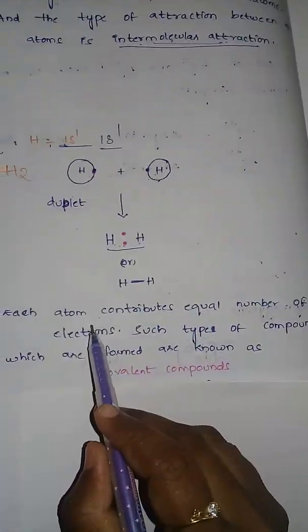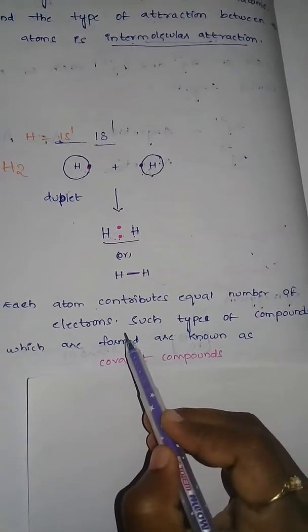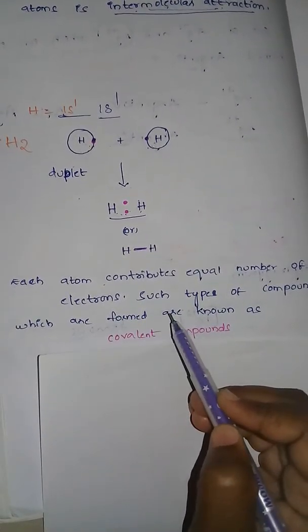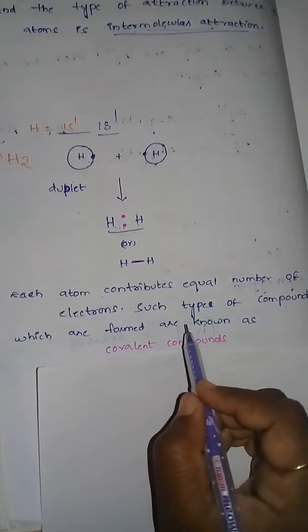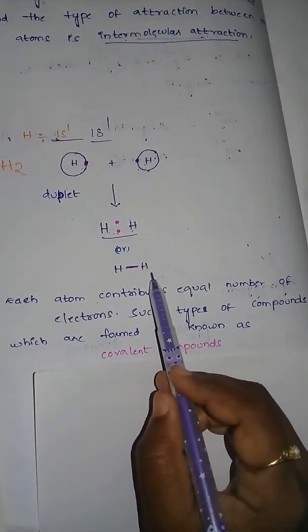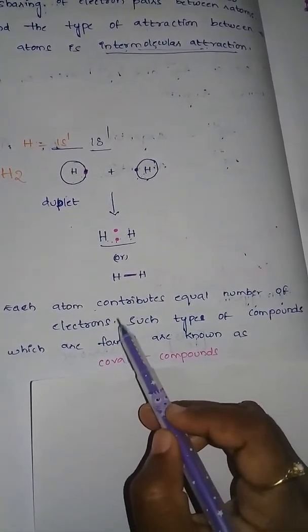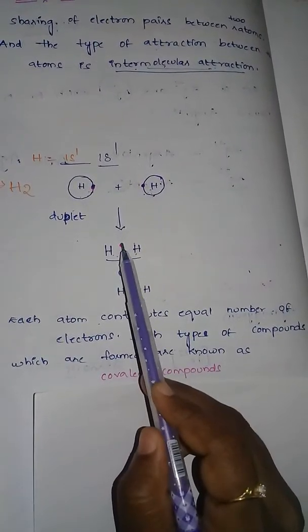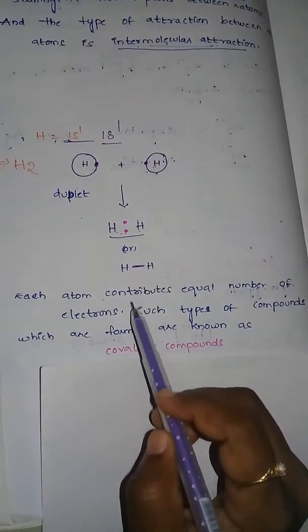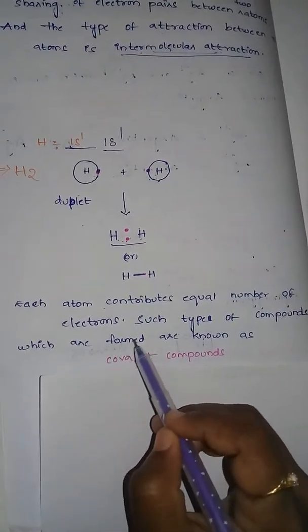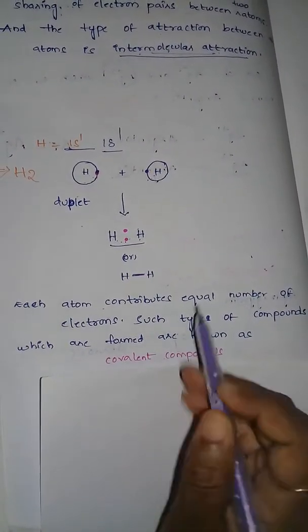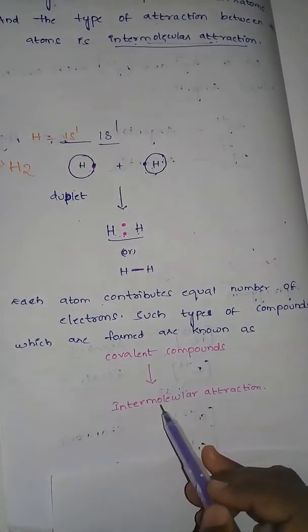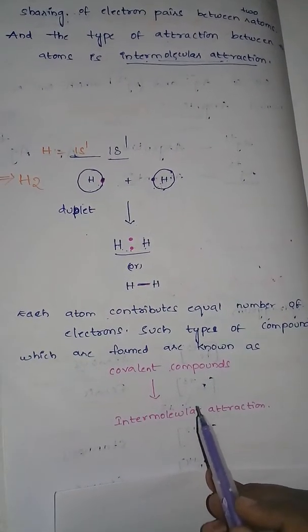So each atom contributes an equal number of electrons. Such compounds which are formed are known as covalent compounds. Each atom shares an equal number of electrons. In this H2 molecule, one hydrogen shares one electron, and the other hydrogen shares one electron. The type of interaction between two atoms is intermolecular attraction. Next, we go for Cl2 molecule.